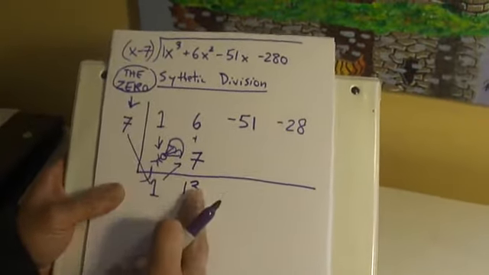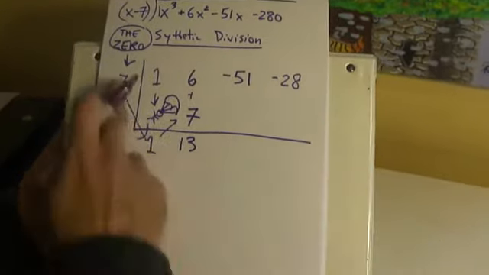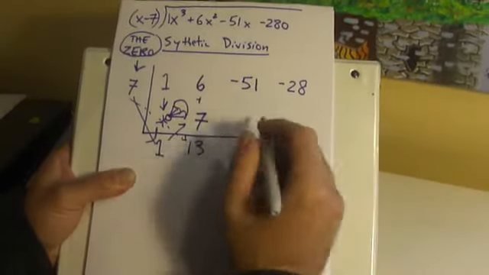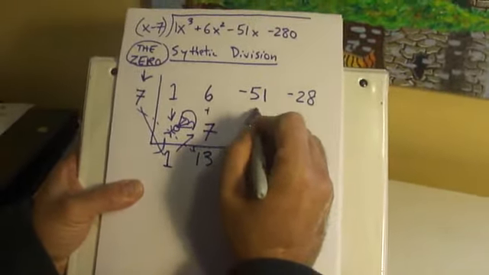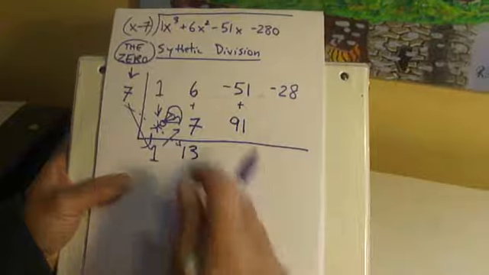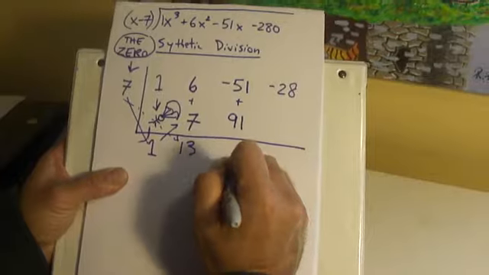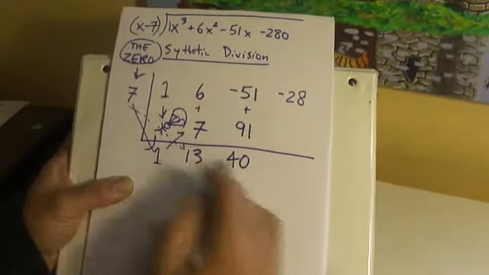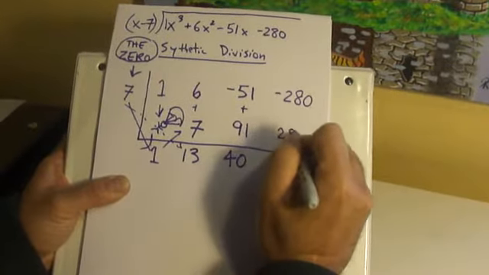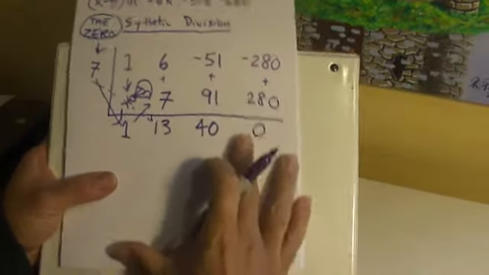And now we do 7 times 13. Ooh, that's going to be a pretty big number, but you can use a calculator. I don't mind. It should be 91. So 7 times 13 is 91. We put it there. And now we add these two. 91 plus negative 51, or negative 51 plus 91. They're different signs, so we subtract and take the sign of the bigger number. We should be left with 40. Okay, so 7 times 40 is, oh I'm sorry, that should be 280 there. 7 times 40 is 280. When we add these two together, we're left with 0, which is perfect because there's no remainder. It means remainder of 0.